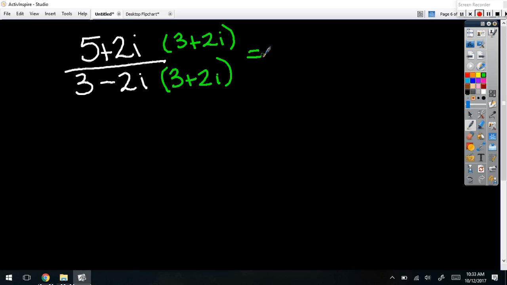Will the top and bottom sign ever be the same? It could be, it doesn't matter. You still have to change the sign. All right, let's distribute up top: 5 times 3.